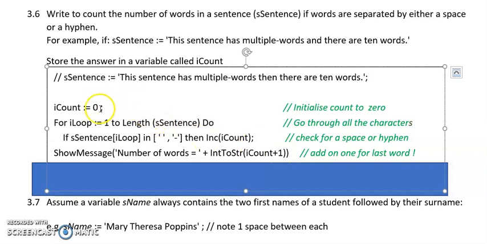Okay. Or alternatively, what you could have done in the beginning is start off iCount equal to 1, knowing that there's going to be 1 extra. Okay, that could have been another way of doing it.